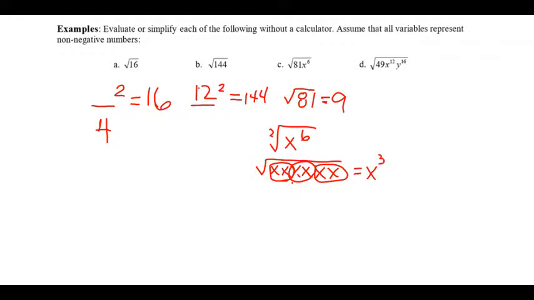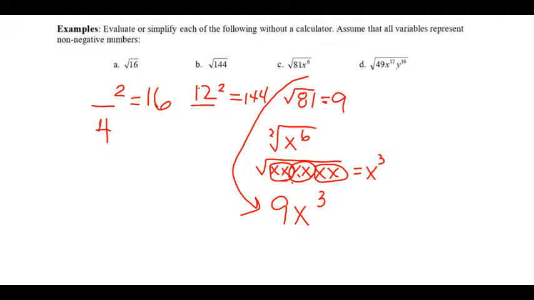Another way to find it is to take the 2 and divide it into your exponent. So 2 into 6 is 3. So my answer to this problem, I'll draw a little arrow down here, would be 9x to the 3rd power.